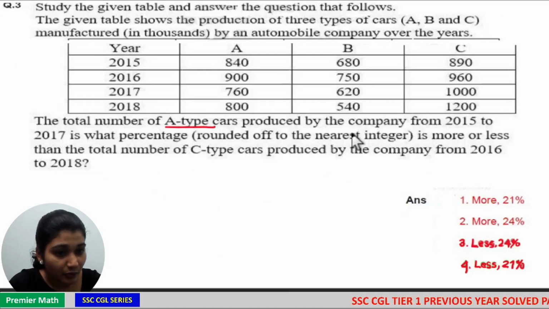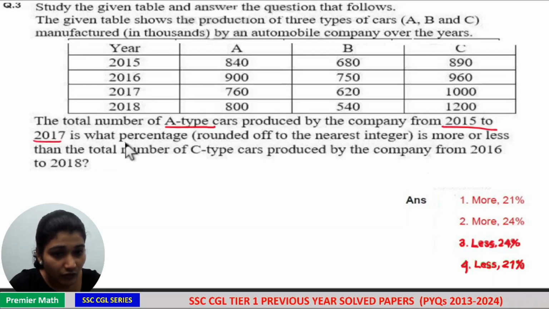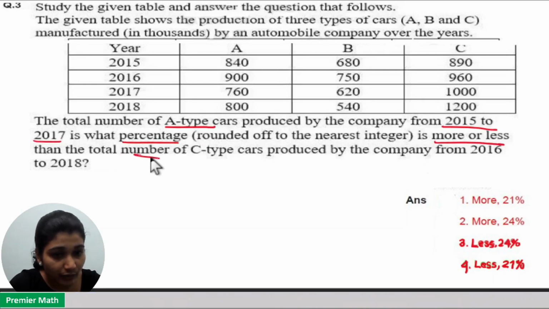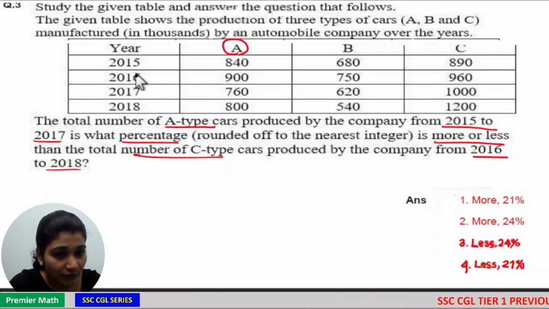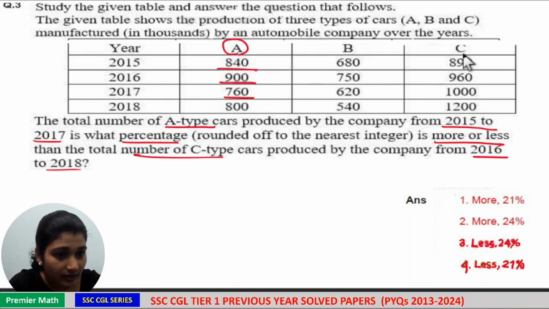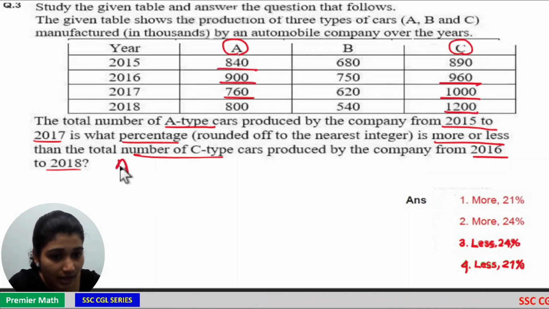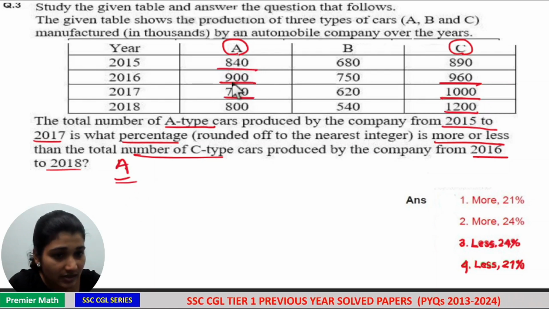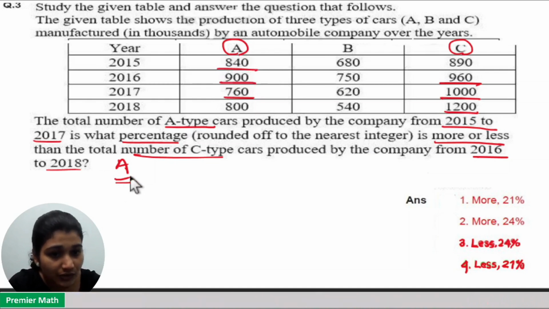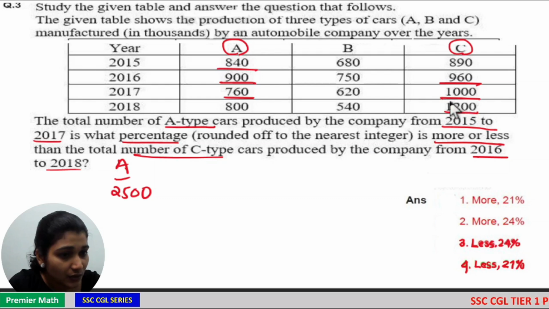The total number of A-type cars produced by the company from 2015 to 17 is what percentage more or less than the total number of C-type cars produced by the company from 2016 to 18? So take A-type from 15 to 17 and take the sum of C-type from 16 to 18. Here the sum of A is equal to 840 plus 760, which is 1500 plus 100, 1600. 1600 plus 900 is equal to 2500. So the sum of A is equal to 2500, and the sum of C means 2200 plus 960. 2200 plus 800 is 3000.